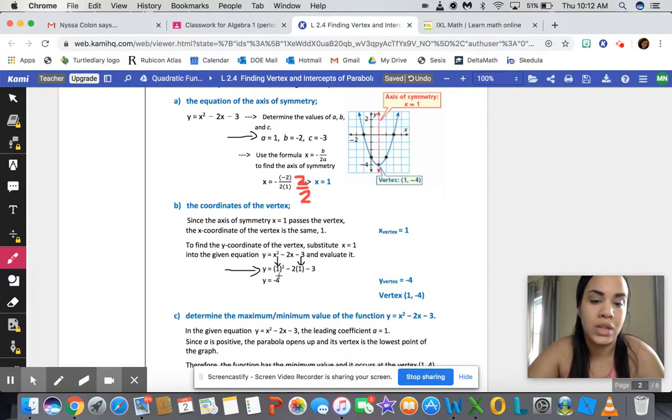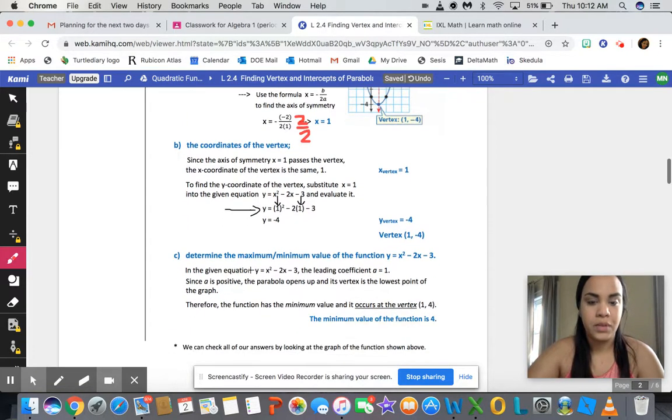If you just plug that into the calculator, 1 squared is 1, minus 2 times 1, which is 2, minus 3 is negative 4. You can put it into the calculator just like that. So this is the way to get the vertex without using the calculator, meaning algebraically. So the vertex is 1, comma, negative 4.